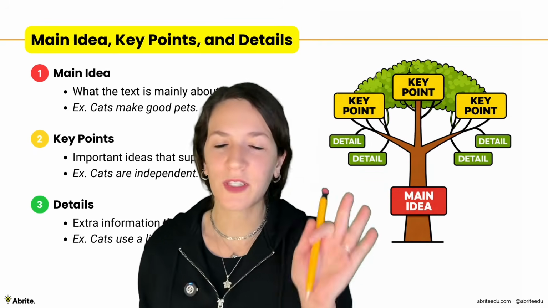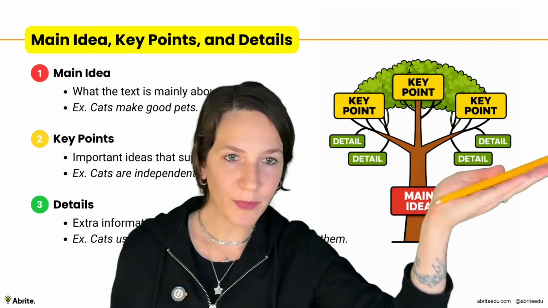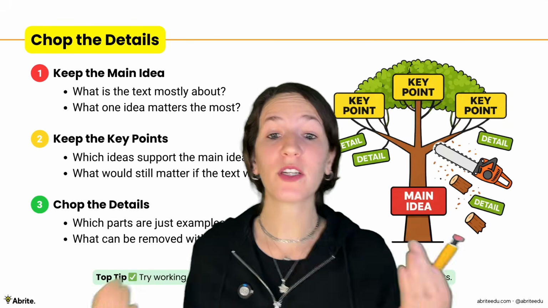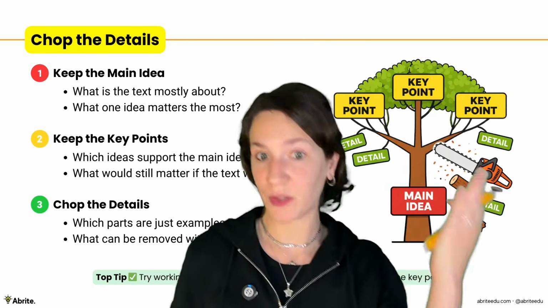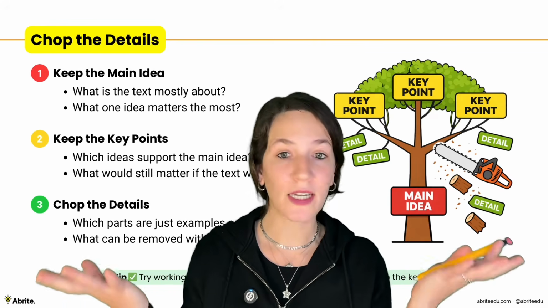Now, why does all of this matter? It matters because your job as a summarizer is to chop those details off. Chop them right off, just like this. So how are you going to do that? How are you going to differentiate between the main ideas, key points, and details so that you can chop off the details? To find the main idea, you're going to ask yourself, what is the text mostly about?